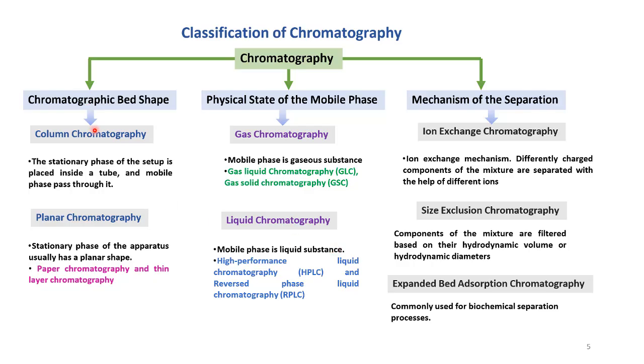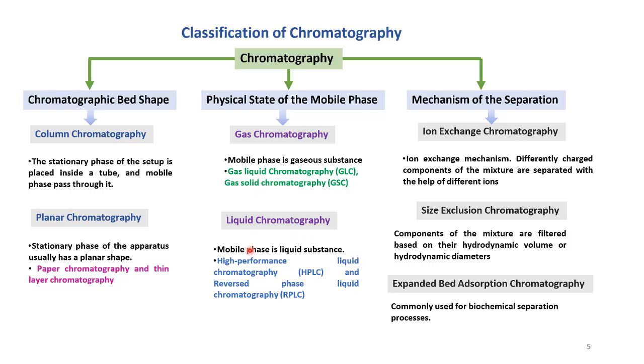So the first one starts again with the bed shape. We have column chromatography. In this, the stationary phase of the setup is placed inside a tube, and the mobile phase passes through it. Then we have planar chromatography. In this, the stationary phase of the apparatus usually has a planar shape, and paper chromatography and thin layer chromatography are examples of planar chromatography. Then, on the basis of the physical state of the mobile phase, we have gas chromatography in which, as I already told, the mobile phase is a gaseous substance, and these are again classified as gas liquid chromatography or gas solid chromatography as well.